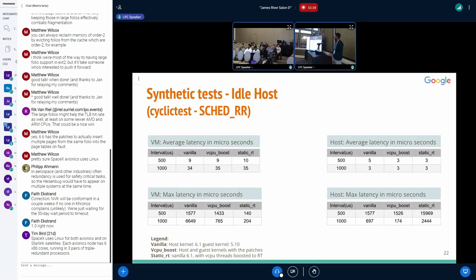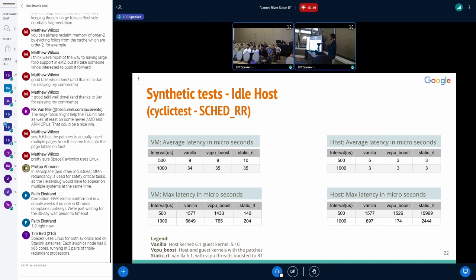So this is a lot to grasp, but I'll try to explain. We have cyclictest running as RT SCHED_RR. On the left side you have the VM data, on the right side you have the host data. On the first row you have the average latency reported by cyclictest. On the second row we have the max latency reported by cyclictest, and we have three cases. One is the vanilla kernel.